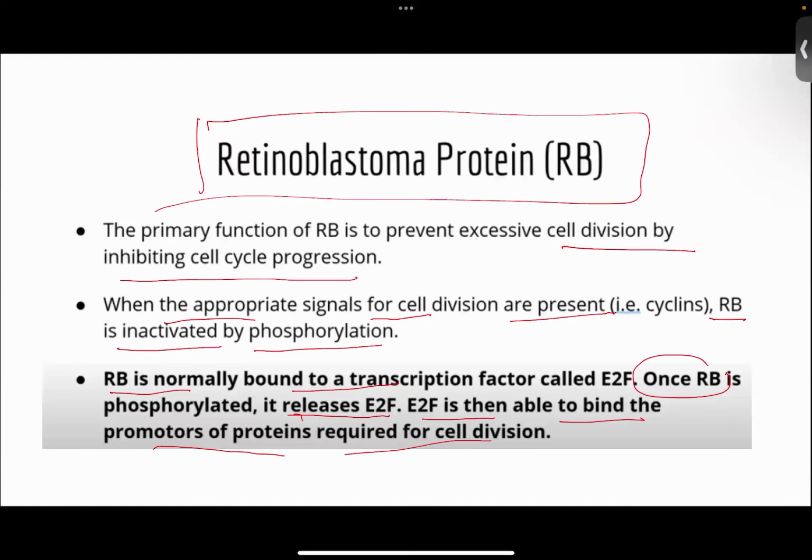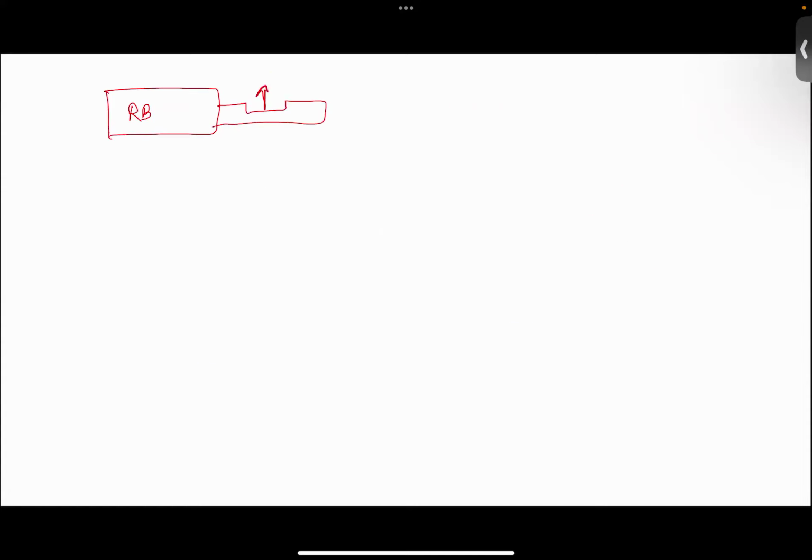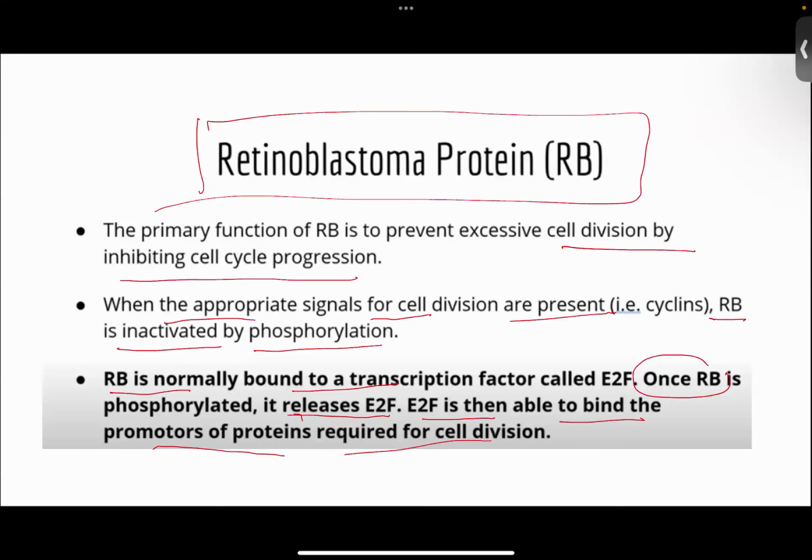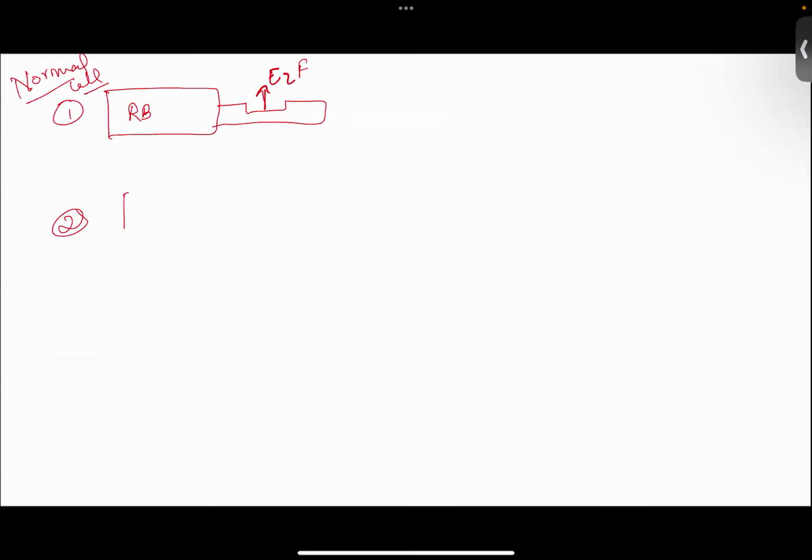So very simple, I will just do the diagram. Let's say this is RB. Like I mentioned, RB is normally bound to the transcription factor E2F. Understood? One scenario: let it be a normal cell. Retinoblastoma is usually bound to E2F. Once RB is phosphorylated, it releases E2F. The phosphate group comes and adds to it.